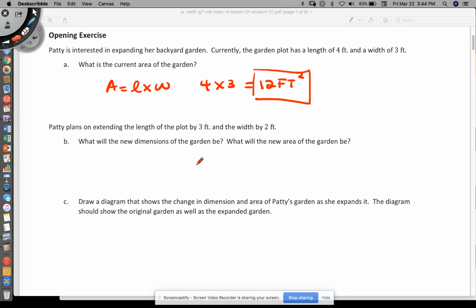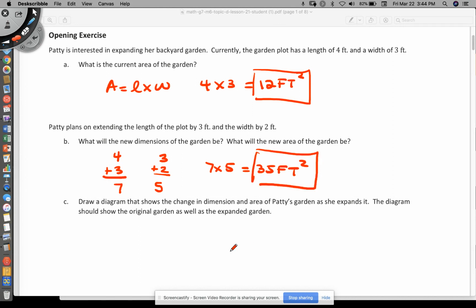And that's it. So she wants to increase it by 3 feet long and 2 feet wide. So that means she's going to take the 4 and increase it by 3, creating a 7. And then she's going to take the 3 and add 2 more feet to it, making it a 5. So instead of a 4 by 3, now it's a 7 by 5, which gives me 35 feet squared. And that's it.